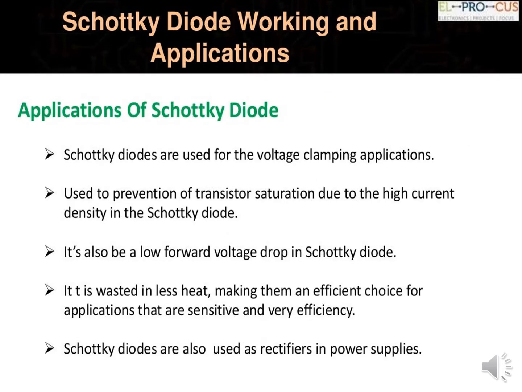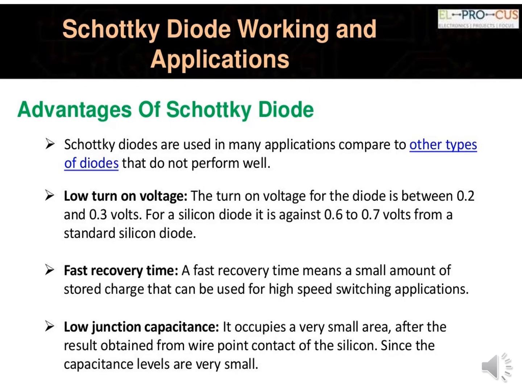Next is applications of Schottky diodes. Schottky diodes are mainly used for voltage clamping applications, and they are used for preventing transistor saturation due to high current density in the Schottky diode. It also has a low forward voltage drop. Since less heat is wasted, it is an efficient choice, such that the applications are sensitive and very efficient. Schottky diodes are also used as rectifiers in power supplies.